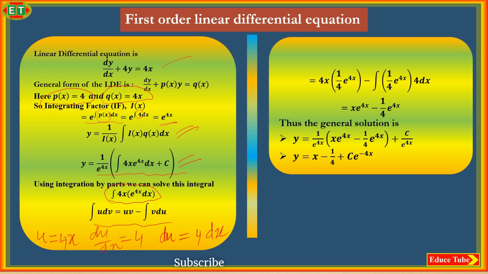Now we have to find the value for dv, because this one is u and this one is dv. So we write dv = e^(4x)dx, then integrating both sides, we get the value of v: (1/4)e^(4x). Now substituting the values of u, v and du, we get the equation as this one.